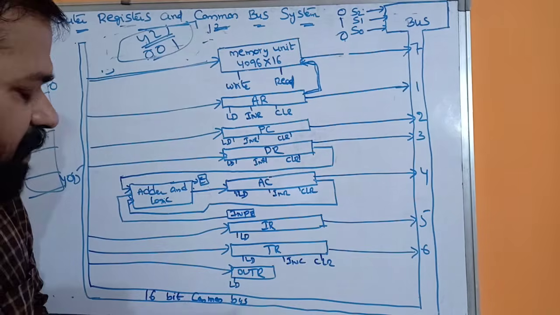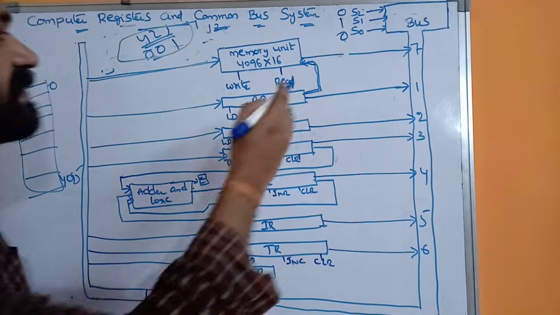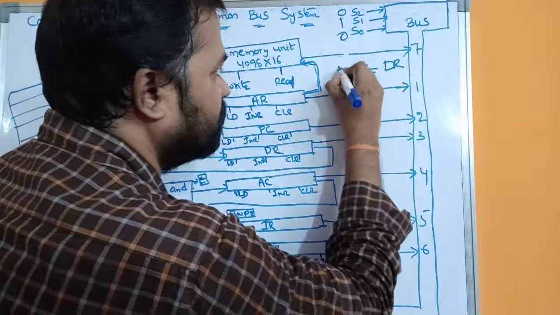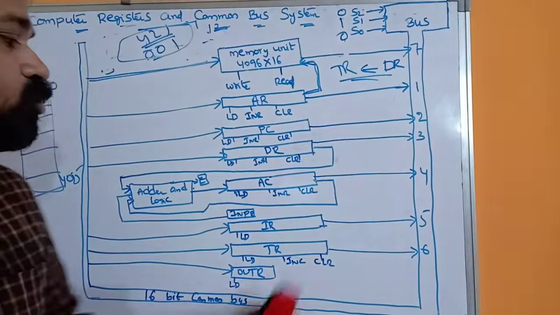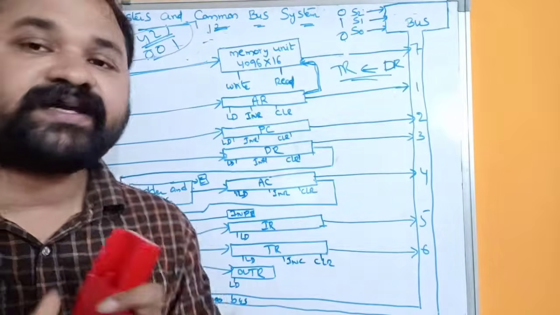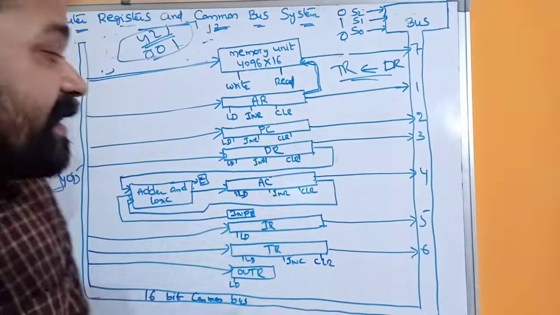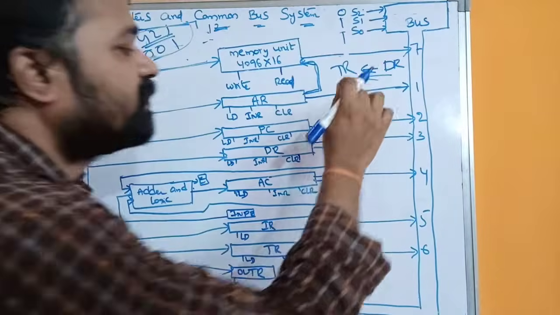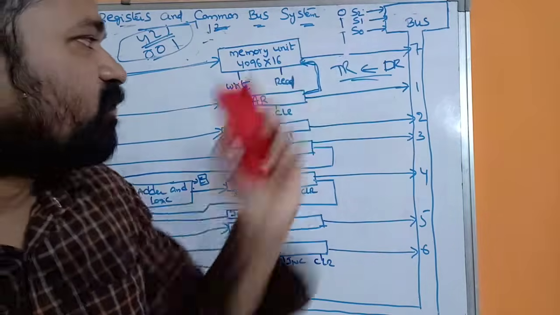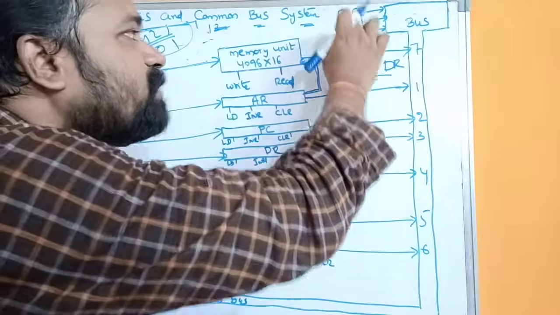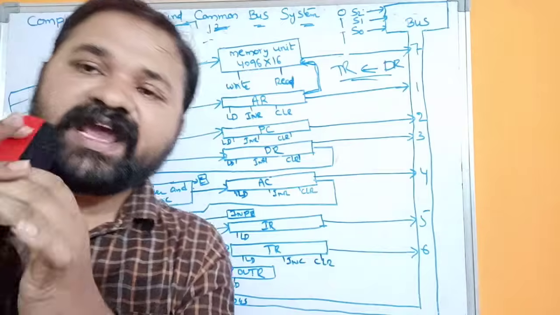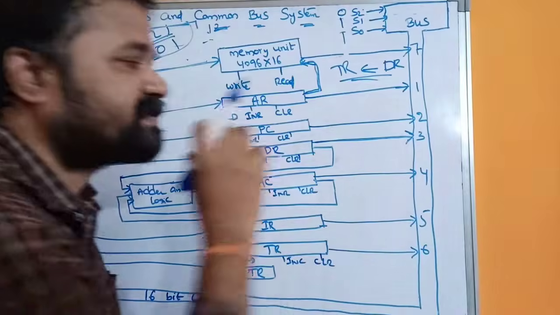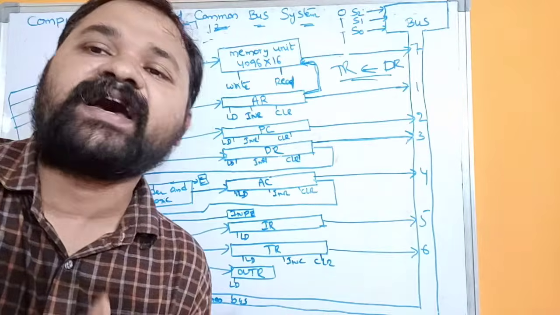Now let's see how the operation gets performed. Let us assume that we want to transfer data from the data register to the temporary register. What is the data register label? 3. What is 3? 3 means 0, 1, 1. So first we have to enable the selection inputs 0, 1, 1. Whenever we enable the selection input 0, 1, 1, then the data register information will be placed on the bus. So now the bus contains the data register content.